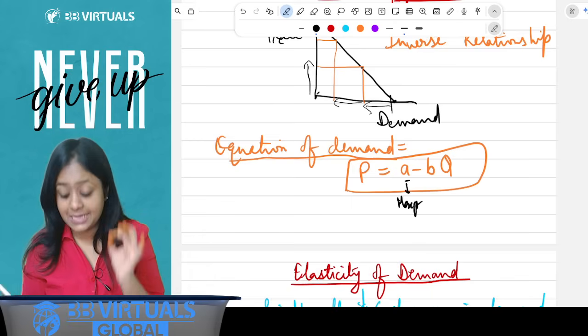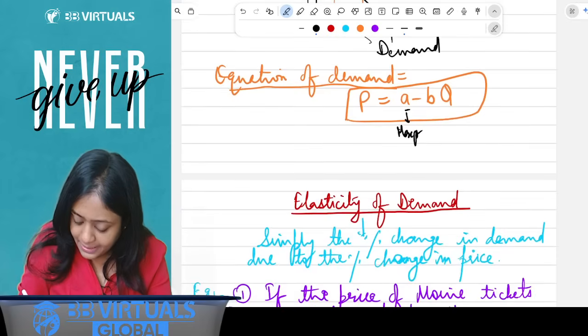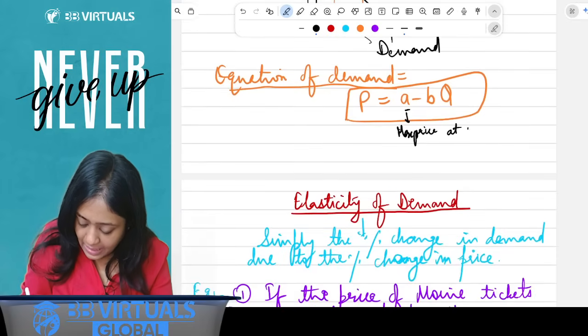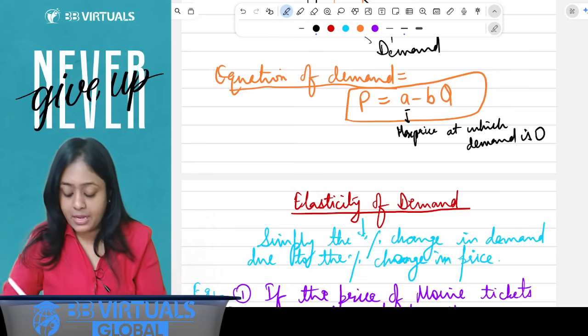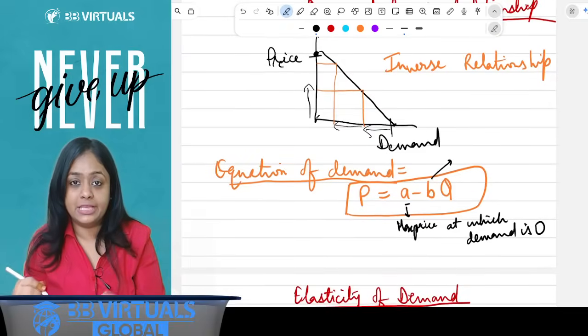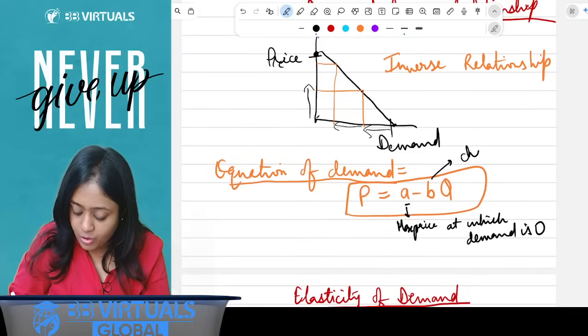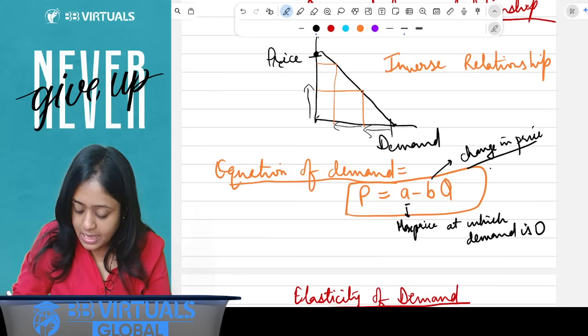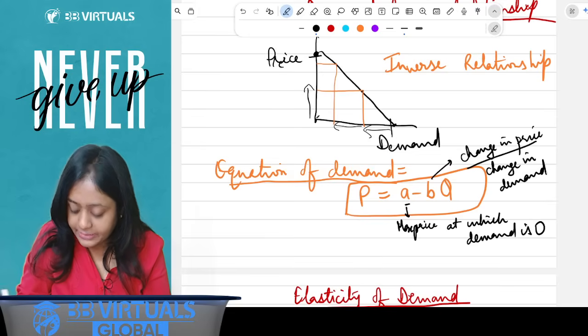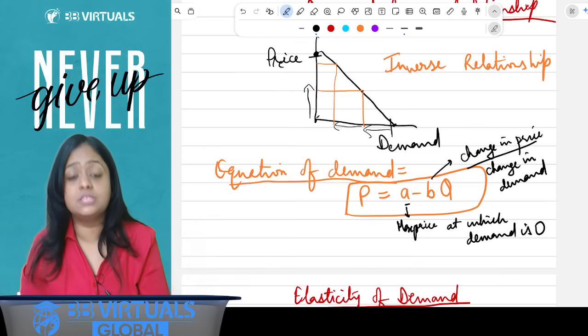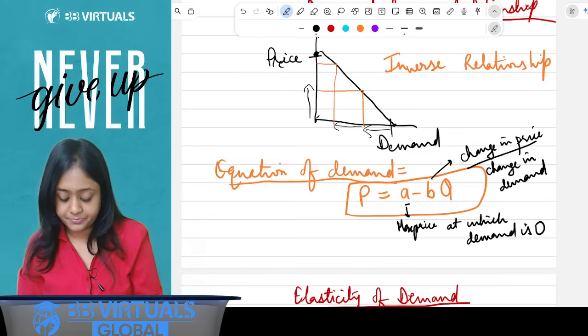Let me repeat it again. A is the maximum price at which the demand is 0, and B is known as the slope of this line. So that is basically what is the change in price as a result of change in demand. And this is not in percentage, my friends, this is in absolute terms.